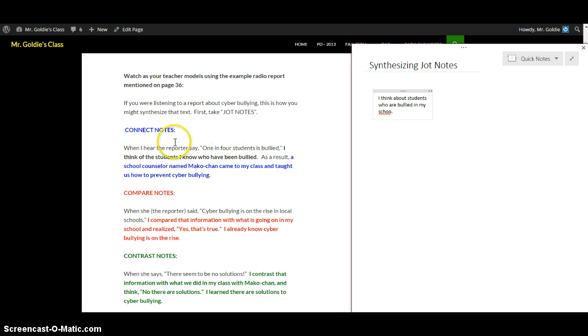So all of this is going on inside my head. All right? Or I'm writing it down as I listen. Oh yeah, I remember Mako-chan. You guys may or may not remember him, but there's a guy that came to the school and he delivered this lesson about how to prevent cyberbullying about a year or two ago, and this is 2015. So I'm going to make little quick notes over here that connect what I'm hearing, this reporter say 1 in 4 students is bullied, to what I already know, okay, are connections that I can make, all right? So the next thing to do then is to compare, all right?